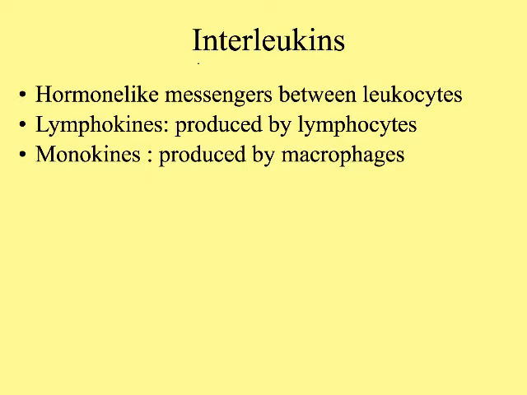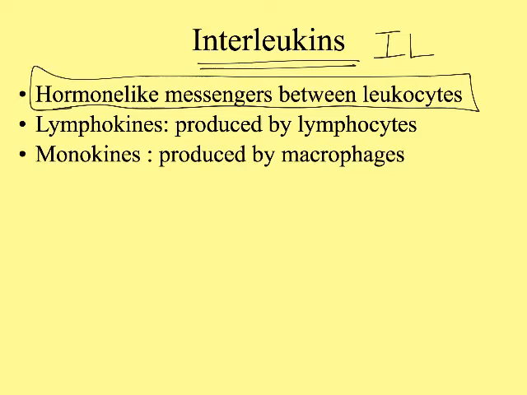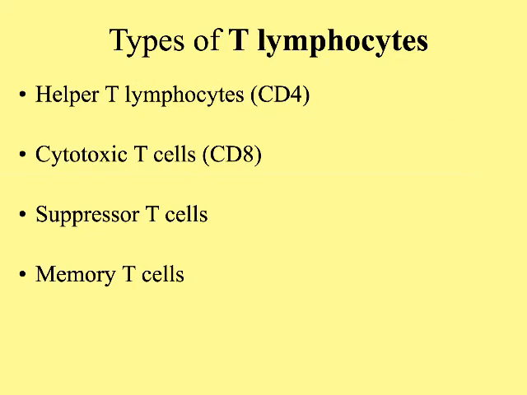Okay, now we mentioned this before: interleukins, which we always abbreviate IL. Interleukins are hormone-like messengers between white blood cells. This is how white blood cells communicate. It's the cytokines, the communication between leukocytes, between white blood cells. It's how they're talking. There are lymphokines, which are produced by lymphocytes, and monokines, which are produced by macrophages. So that kind of makes sense.